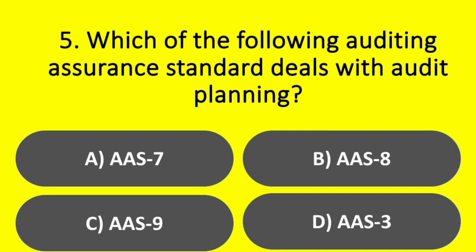Which of the following Auditing and Assurance Standards deals with audit planning? Option A, AAS 7. Option B, AAS 8. Option C, AAS 9. Option D, AAS 3. Answer: Option B, AAS 8.